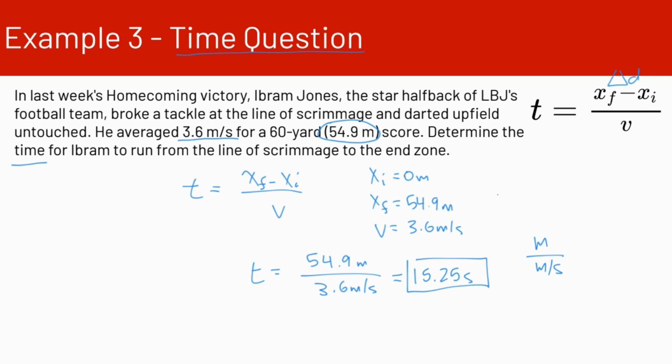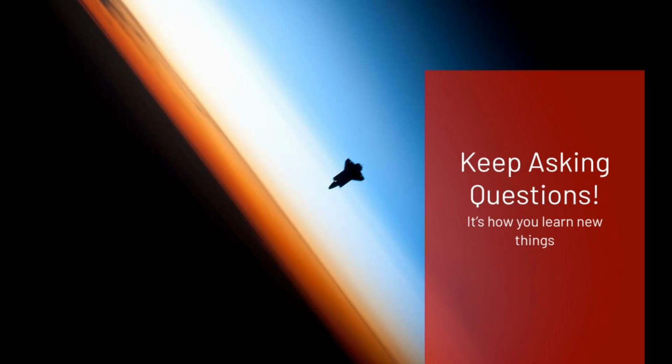You'll notice here that we have meters divided by meters per second. When you do this math, the meters cancel and you're left with per seconds on the bottom of the fraction, which ends up just being seconds. So you can look at these units in the problem and determine if you've got the problem set up correctly. This is called dimensional analysis. It's very helpful. All right, everybody, keep asking questions. It's how you learn new things.